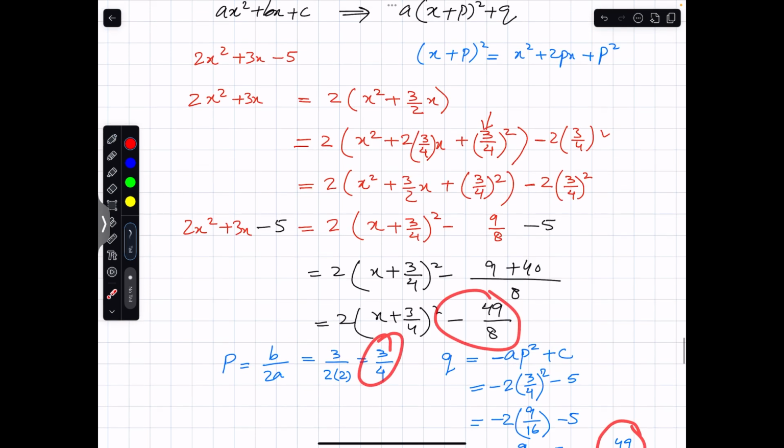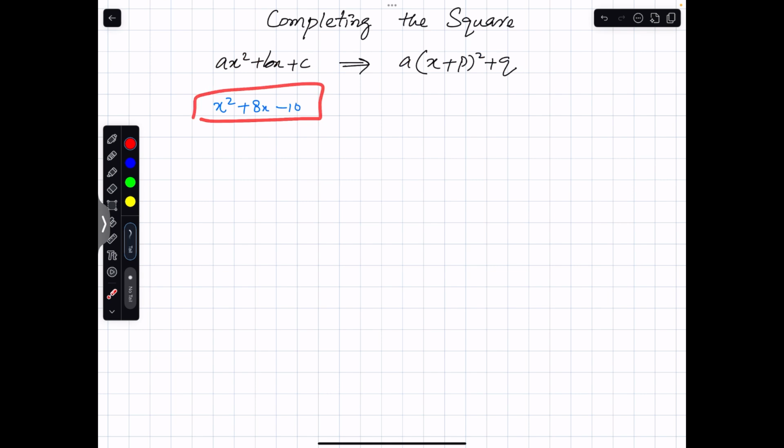If we compare this with this, then the p term is 3 divided by 4, and since we have plus q here, we will write plus into minus 49 divided by 8. So q is minus 49 divided by 8. Let's apply that simplification to this expression.